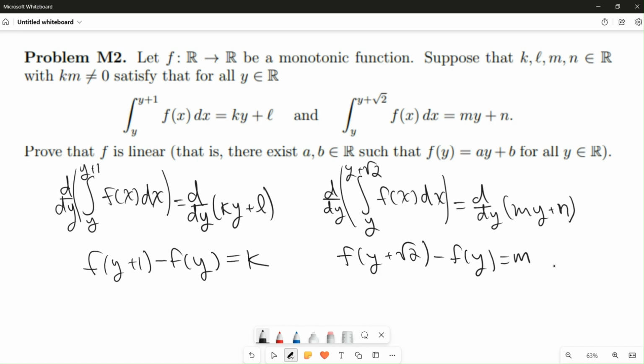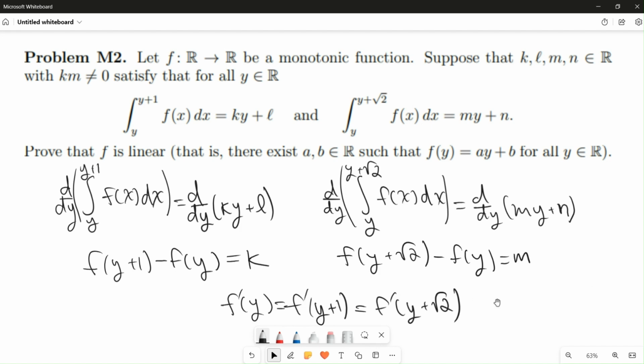So now we have these two equations, which relate certain values of f to arbitrary real constants. The thing is, we don't know that much about these constants, so it would be nice to get rid of them. One nice way to get rid of them is to differentiate this again. And after we do this, we get that f prime of y is equal to f prime of y plus 1, which is equal to f prime of y plus root 2.